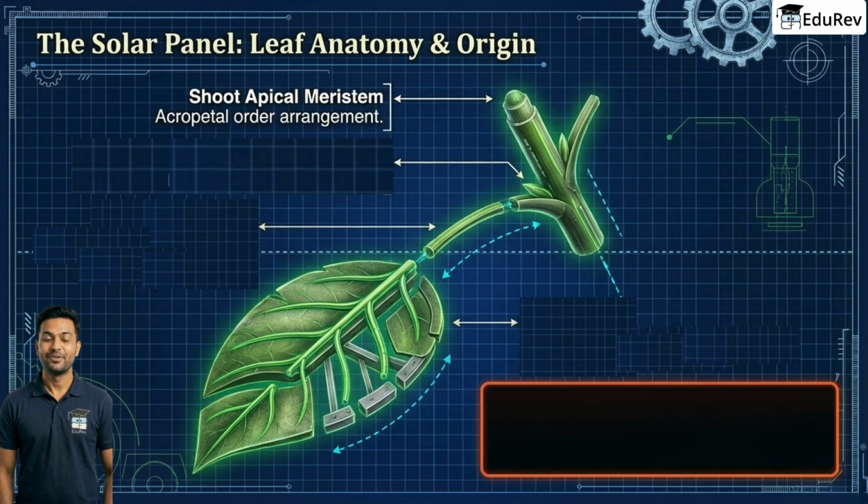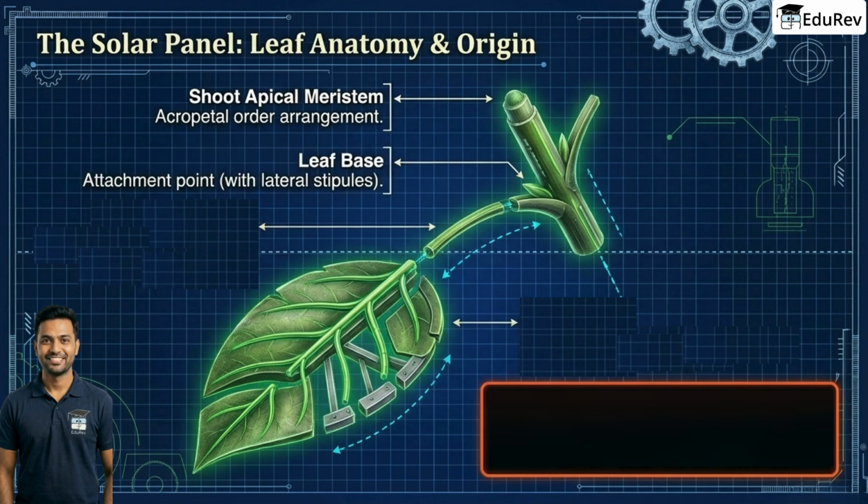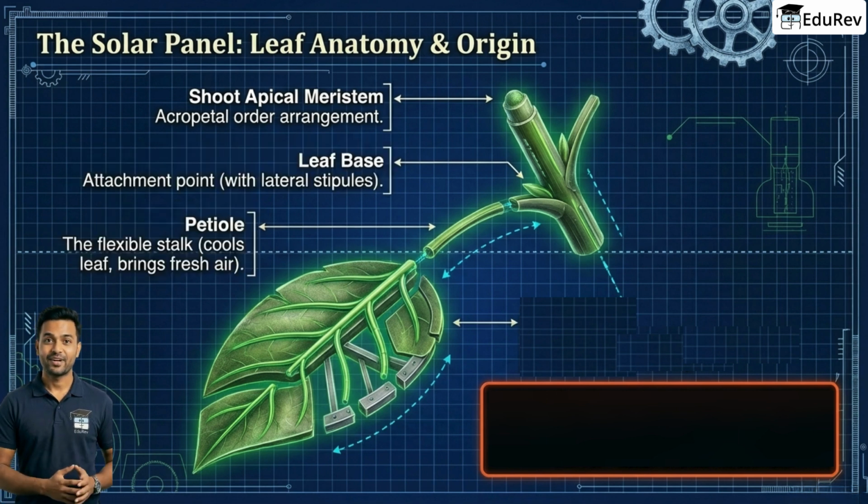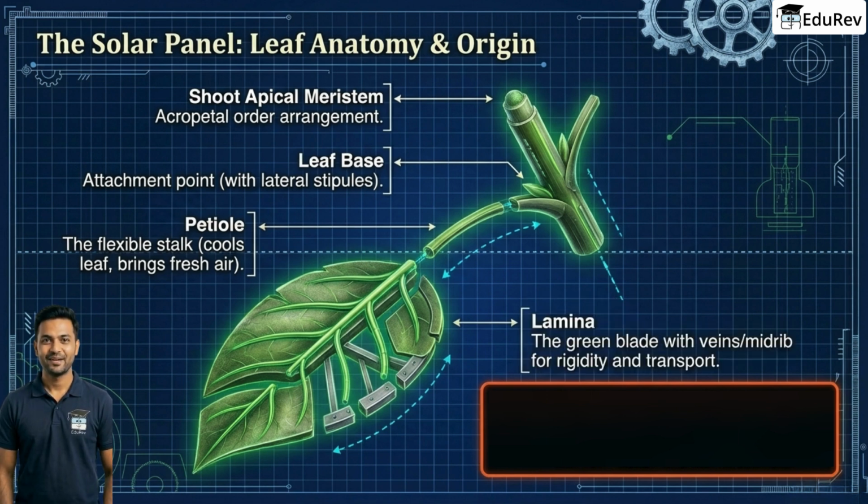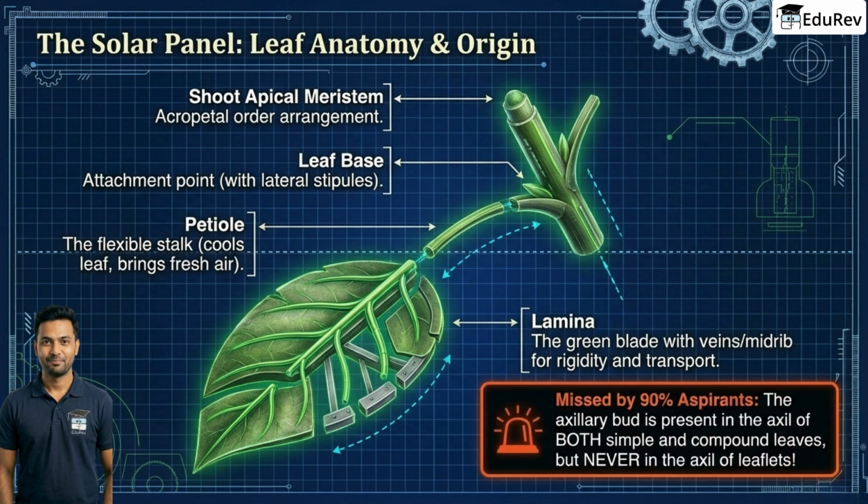Leaf anatomy begins with the shoot-apical meristem and the order of leaf development. The leaf base anchors the leaf, the petiole acts like a flexible stalk, and the lamina is the broad green blade where most photosynthesis happens. Venation and vein architecture inside the lamina are essential because they support transport and rigidity. One high-yield point here is that axillary buds occur in the axil of both simple and compound leaves, but never in the axil of leaflets. That is a favorite exam trap, so keep that distinction sharp.